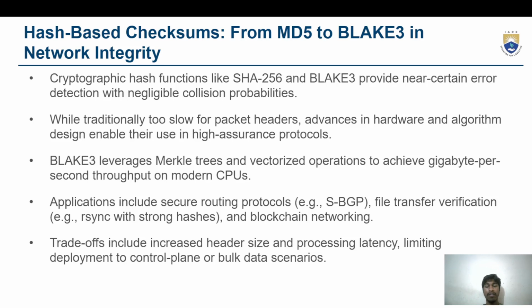Hash-based checksums from MD5 to BLAKE3 in network integrity. Cryptographic hash functions like SHA-256 and BLAKE3 provide near-certain error detection with negligible collision probabilities. BLAKE3 leverages Merkle trees and vectorized operations to achieve gigabyte-per-second throughput on modern CPUs. Trade-offs include increased header size and processing latency, limiting deployment to control plane or bulk data scenarios.